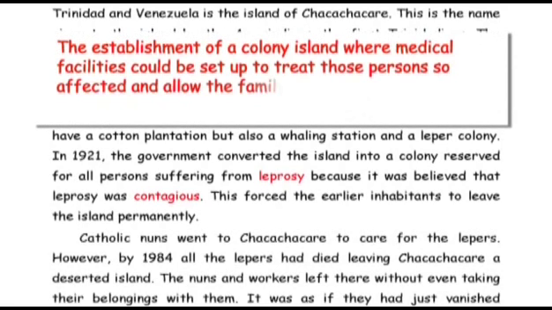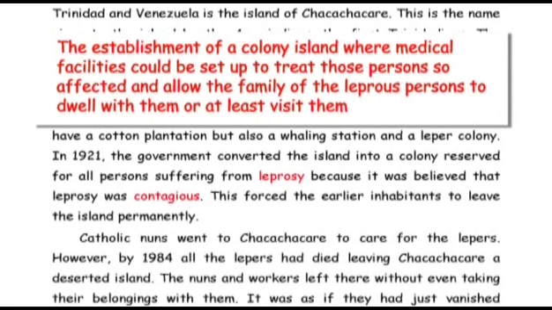Therefore, your answer could be the establishment of a colony island where medical facilities could be set up to treat those persons so affected and allow the family of the leprous persons to dwell with them or at least visit them.